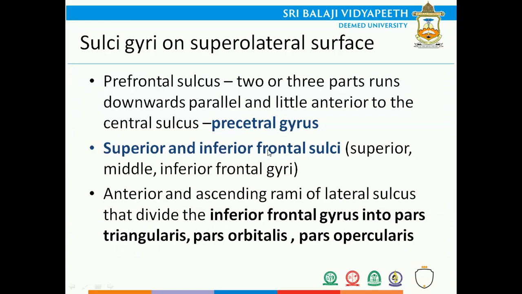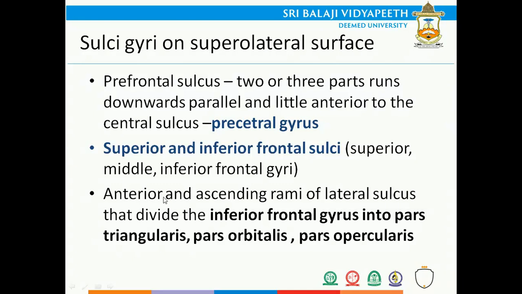superior and the inferior frontal sulci divide the frontal lobe into a superior gyrus, middle gyrus and the inferior frontal gyrus. So the frontal lobe is getting divided into 3 gyruses basically: superior frontal gyrus, middle frontal gyrus and inferior frontal gyrus, which I explained with the image before.